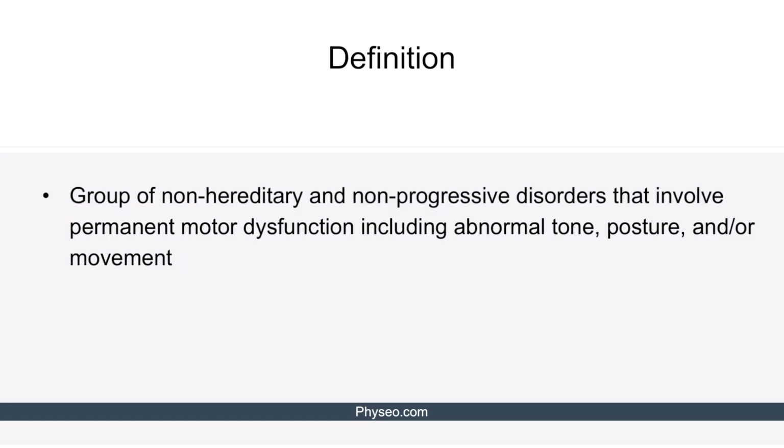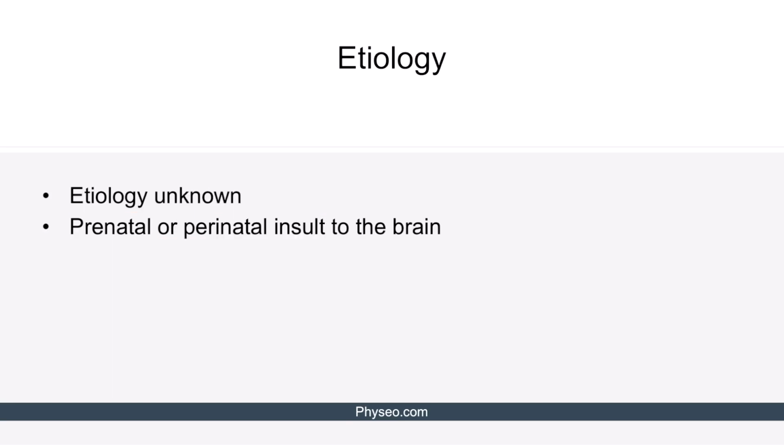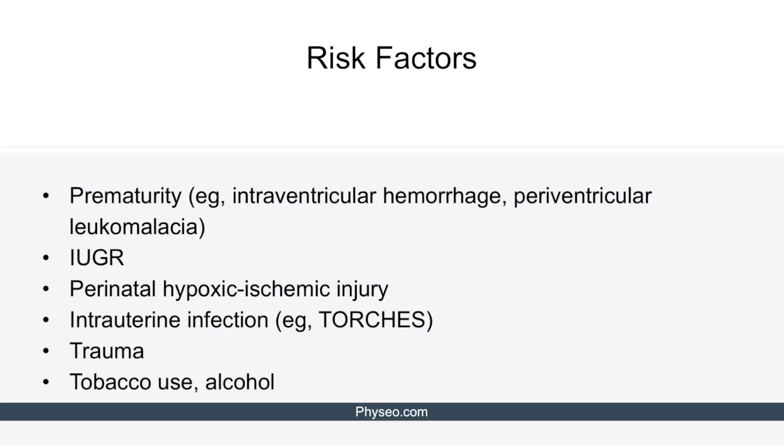Cerebral palsy is a heterogeneous group of non-hereditary and non-progressive disorders that involve permanent motor dysfunction, including abnormal tone, posture, and/or movement. The exact etiology is unknown, but cerebral palsy is most commonly associated with prenatal and perinatal insults to the brain. Cerebral palsy can be caused by any factor that compromises cerebral blood flow, oxygen delivery, and/or proper development of the fetal nervous system.